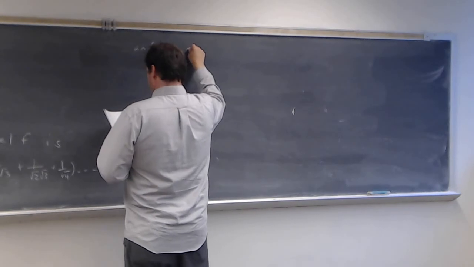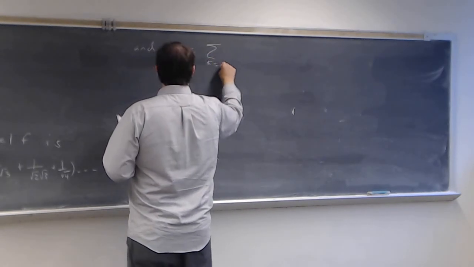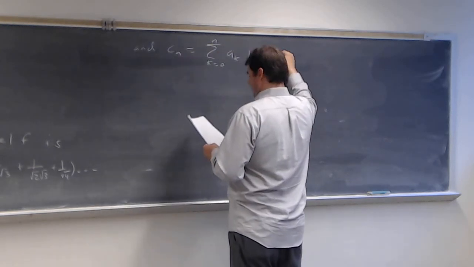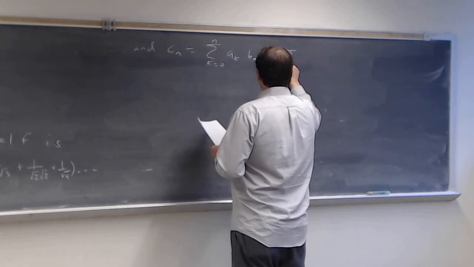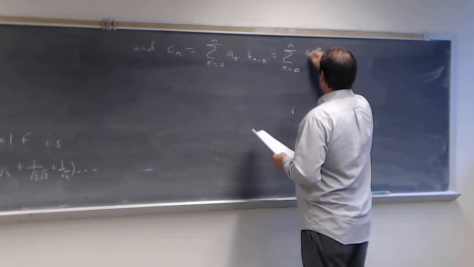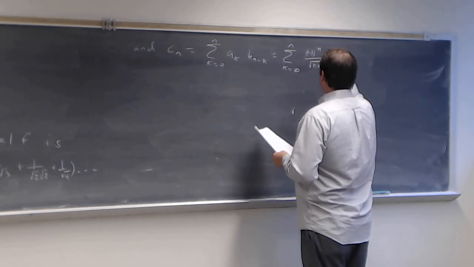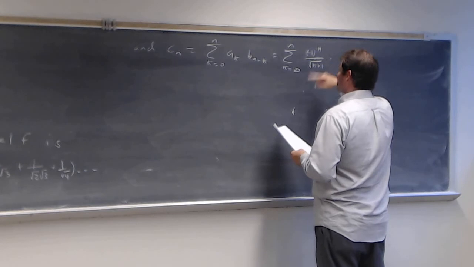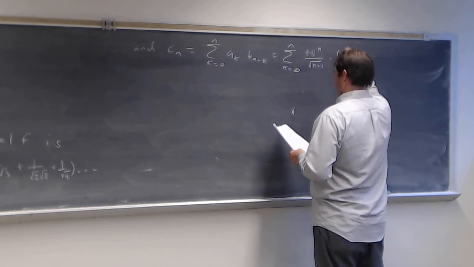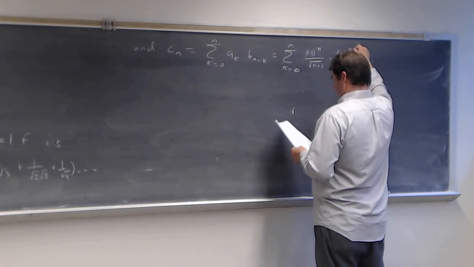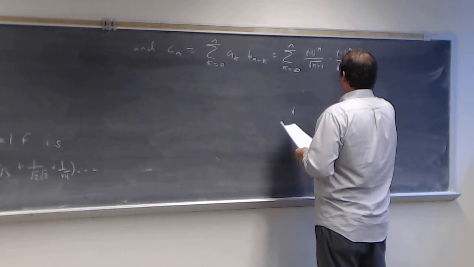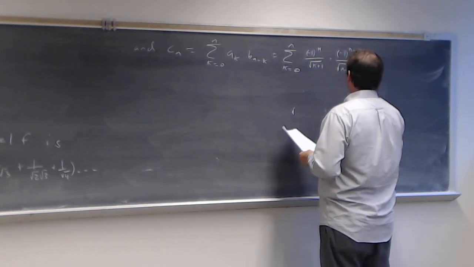C sub n in general, it's going to be equal to the sum as k runs from 0 to n of this a sub k, b sub n minus k, as we said before, which is going to be equal to the sum as k runs from 0 to n. Well, the a sub k is nothing more than minus 1 to the k over the square root of k plus 1, times the b sub n minus k. What that's going to be is minus 1 to the n minus k over the square root of n minus k plus 1.